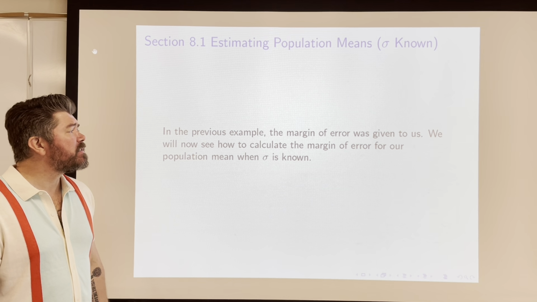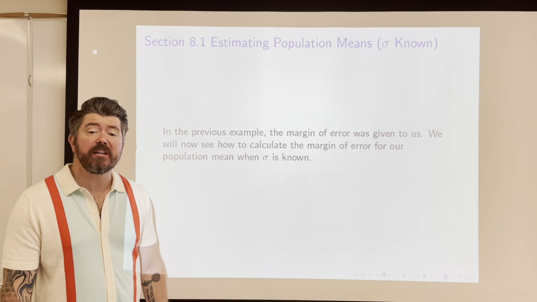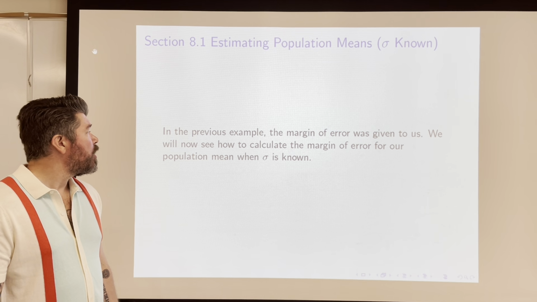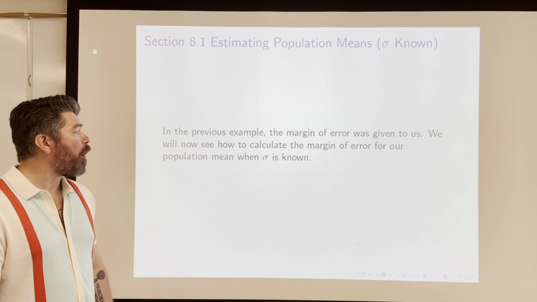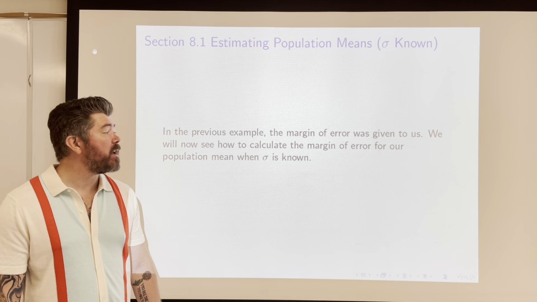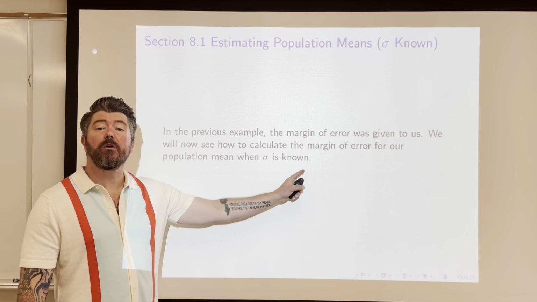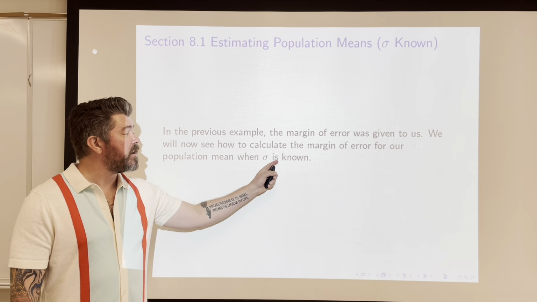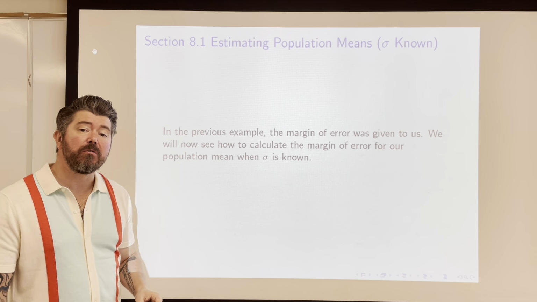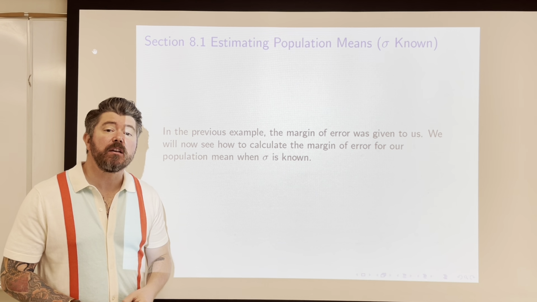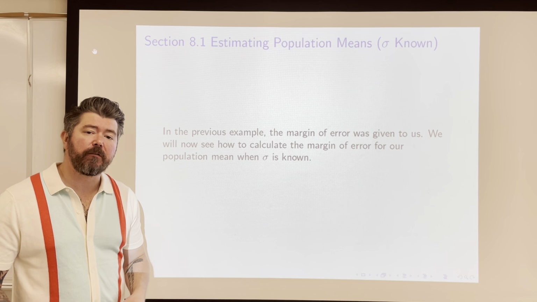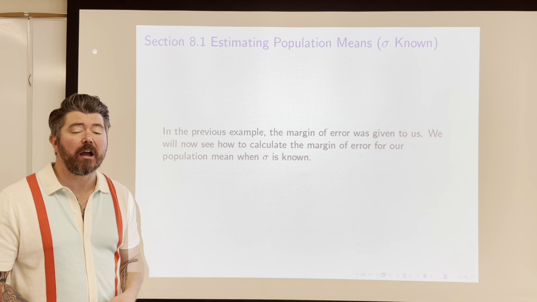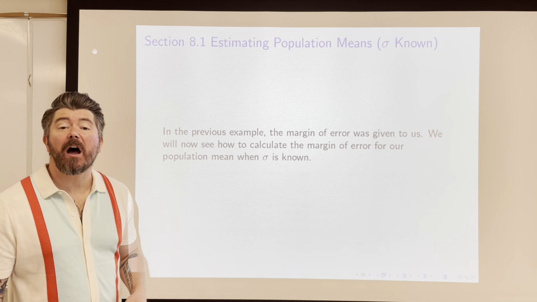Now, in the previous example, the margin of error was given to us, which was very nice. We will now see how to calculate the margin of error for our population mean when sigma is known. So we're going to start with the case where sigma is known. And if you look at your exam 4 formula sheet, we have all of our maximum error estimates listed, our values of E.